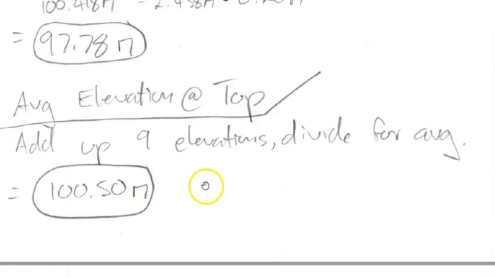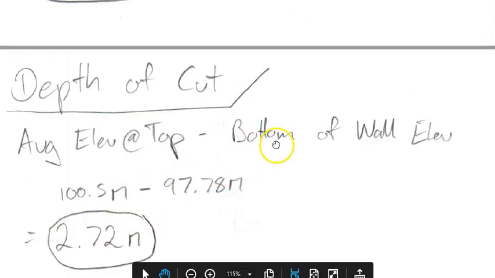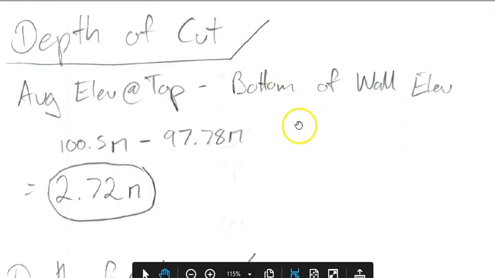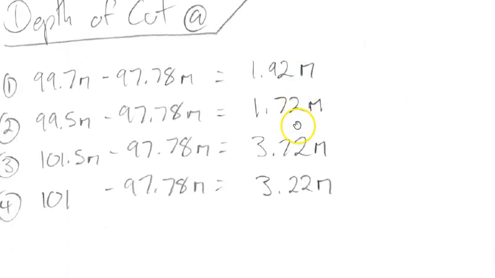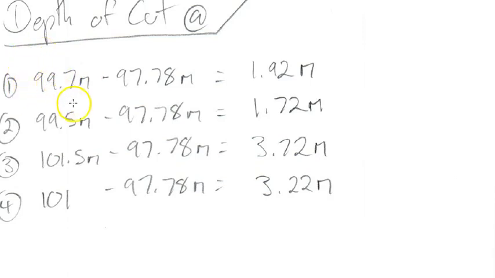Okay, now we can get our depth of cut. We take our average elevation at the top, subtract our elevation at the bottom of the hole, and the difference between the two is going to be your average depth of cut. That's what we've got here. So our average depth of cut in this case will be 2.72 meters. And a few other things that they're asking you to do up top there is just to establish the depth of cut at each of the 4 corners. That's just a simple subtraction, taking your elevation at each corresponding corner and subtracting out the elevation at the bottom of the hole. It will tell you how much dirt you need to remove from each location.